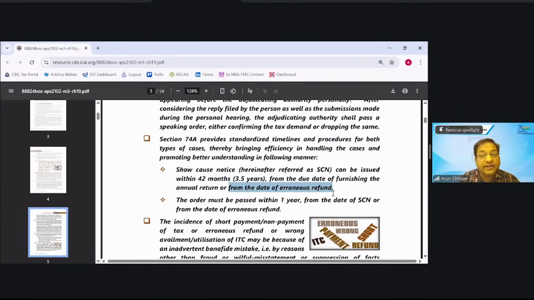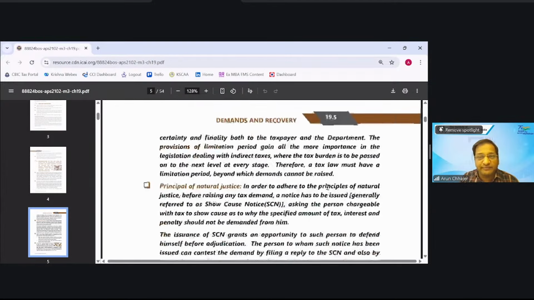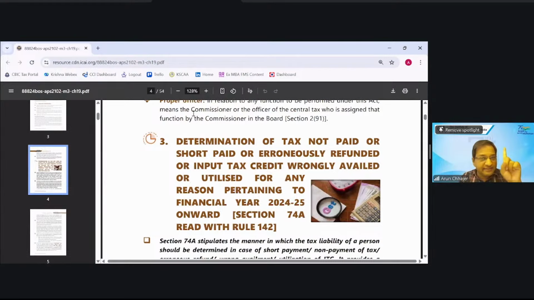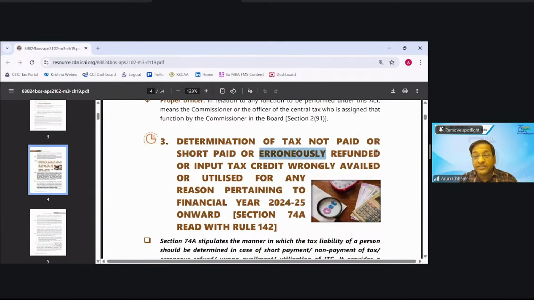And in case of the refund, see, there are the 5 matters. What are the 5 matters? Tax not paid, first. Tax short paid, second. Erroneously refunded, third. Fourth, ITC wrongly availed. And fifth, ITC wrongly utilized. In which the refund is not linked to the year for which it pertains.